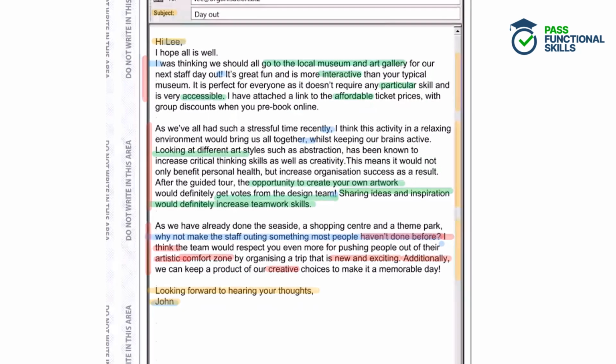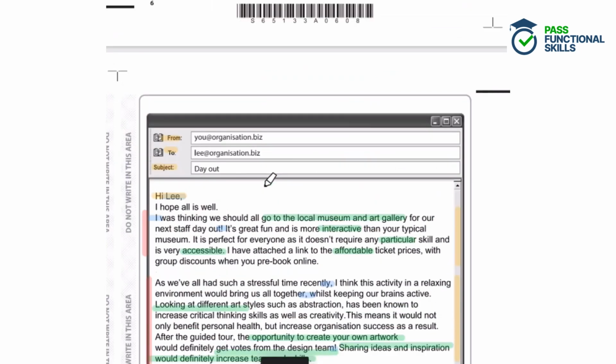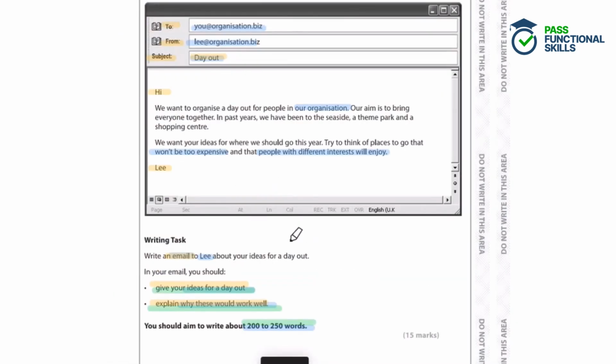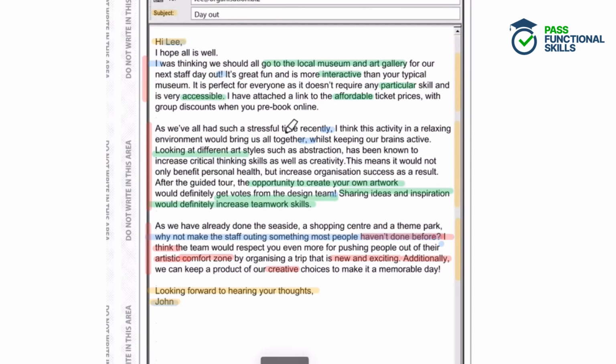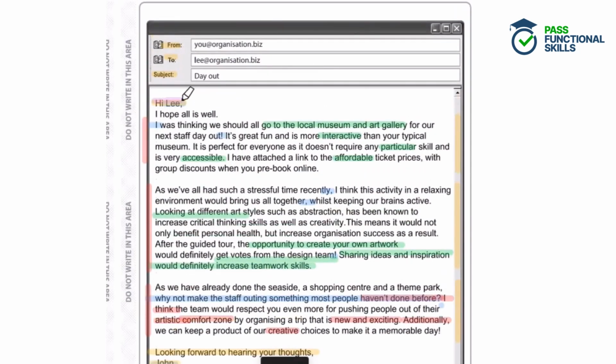As well as thinking about how to structure and organise our writing, we need to make sure that the language we are using is appropriate for the question, appropriate for the purpose and audience. So if we have a quick look at the question, we can see that we're focusing on Lee as our audience, and we are giving ideas for a day out as the purpose. So this answer is focused on giving the idea for a day out throughout. It's correctly addressed to Lee as well.